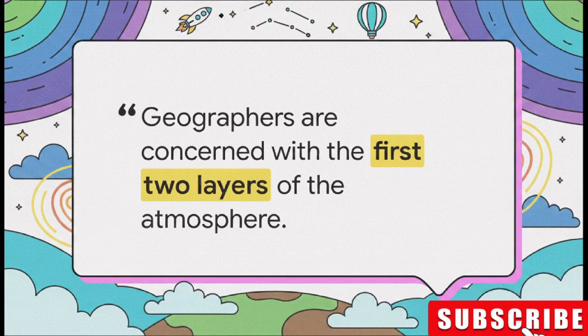So even though our vertical journey just took us hundreds of kilometers up to the very edge of space, it's really important to ground ourselves with this specific idea. Geographers generally focus most of their attention on just the first two layers, the troposphere and the stratosphere. Why? Because that is exactly where the weather, the climate, the oxygen, and the protective ozone that directly influence day-to-day human life actually exist and operate.